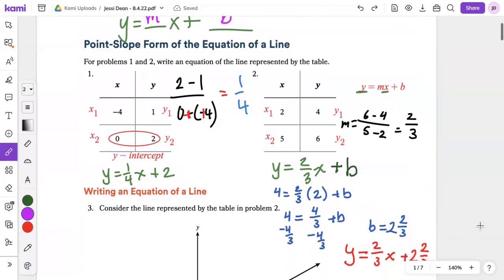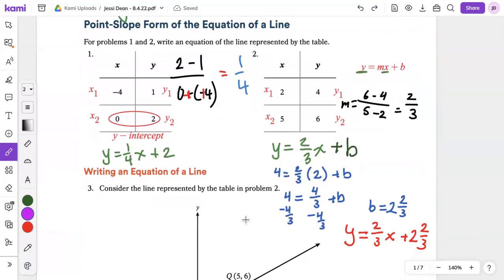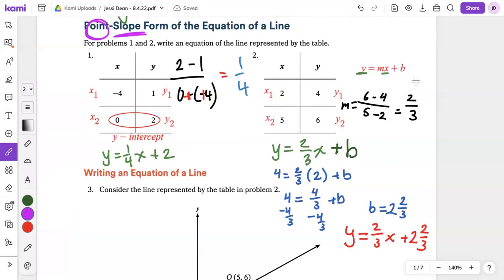At that point, we then just plug that back in, and our final equation here is y equals 2/3 x plus 2 and 2/3. But that's a lot of work. So that's why we would use point slope form, because we found our slope fairly quickly. And then we can use one of the points and just plug it into the equation. So let's derive that equation.